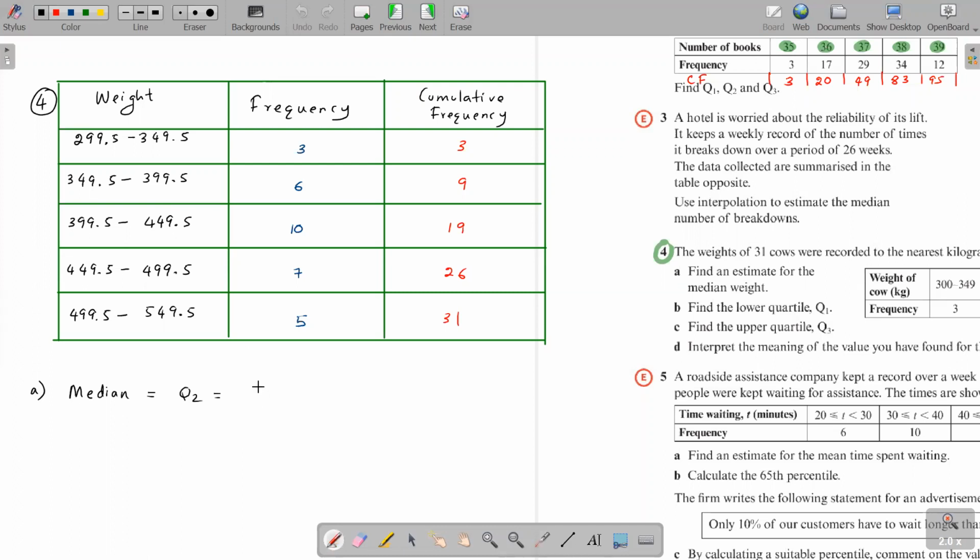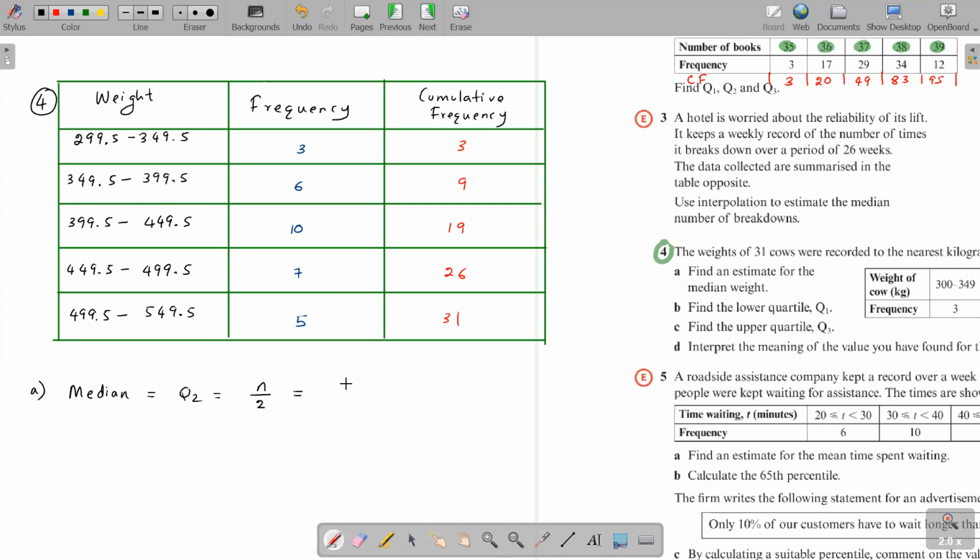So Q2 is n divided by 2. Now the first thing is, what is n? As I told you in the previous part, n is always the total frequency. What was our total frequency here? In the cumulative frequency table, we can clearly see total frequency is 31. So 31 divided by 2.